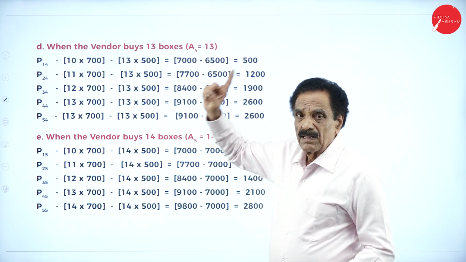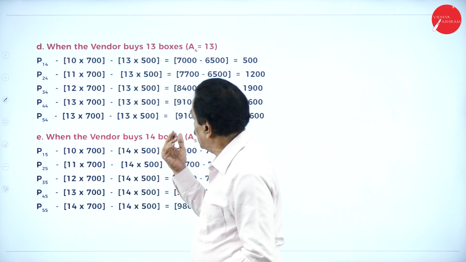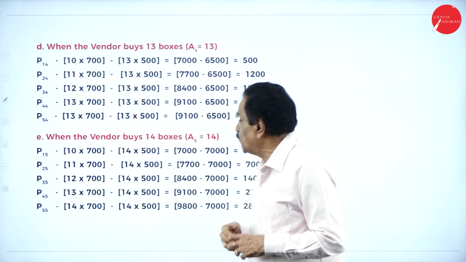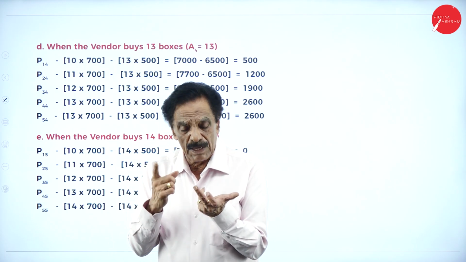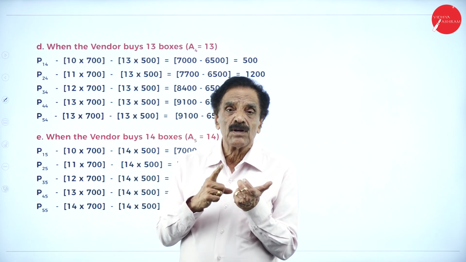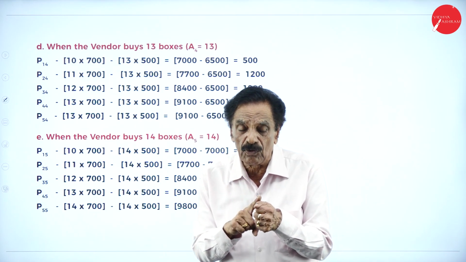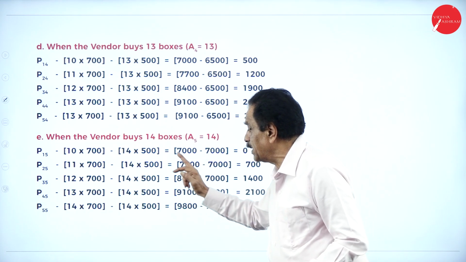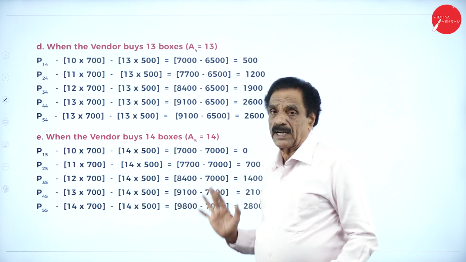Here, 13 into 500, four times. The last step, when you go for 14 boxes: 10 into 700, 11 into 700, 12 into 700, 13 into 700, 14 into 700. Here, last one, 14 into 500, four times.